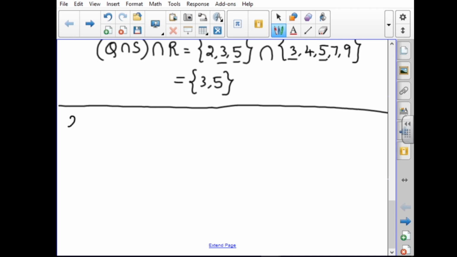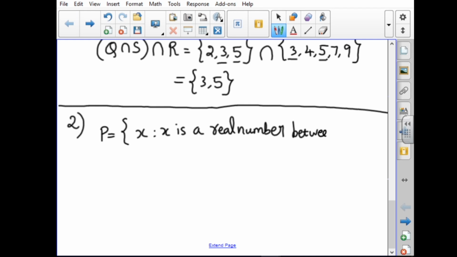Then question number 2. Question number 2 is something different. Okay, listen carefully. So first one, what is given? The question is, test for the commutative property of union and intersection of the sets P is equal to X such that X is a real number between 2 and 7. Okay. It's a real number between 2 and 7.